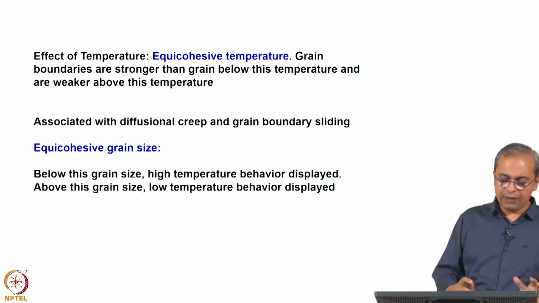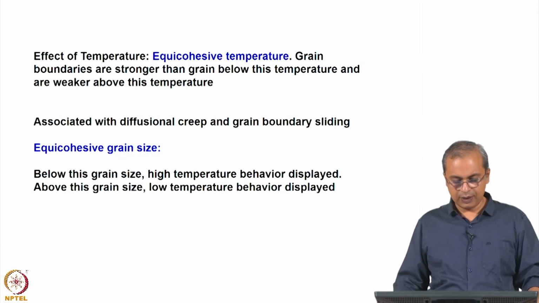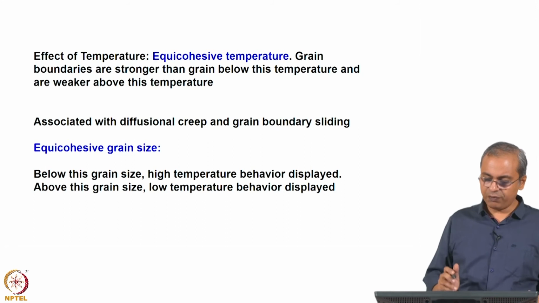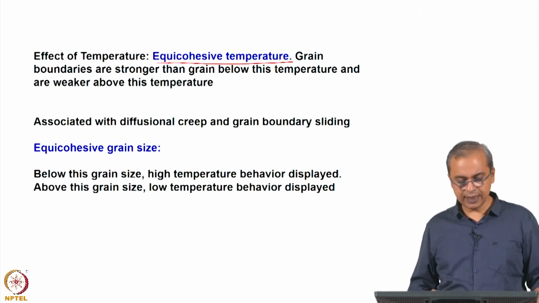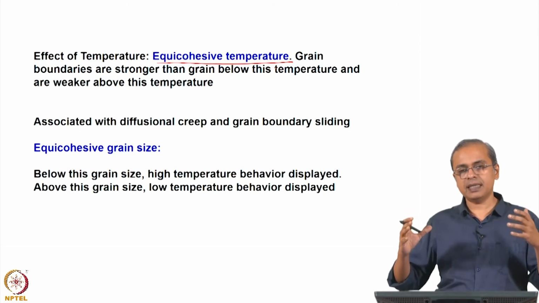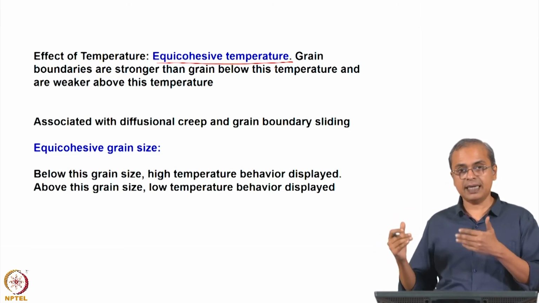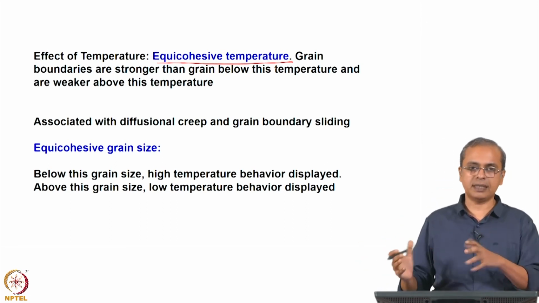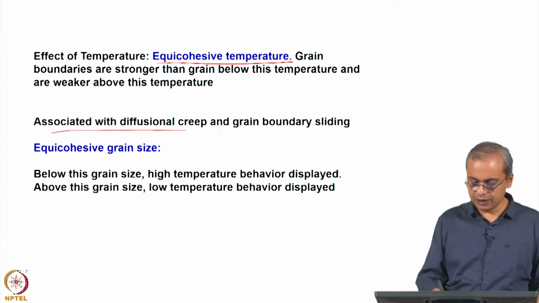So, if you bring these ideas together in some comprehensive manner, we see here that the effect of temperature is captured by the equicohesive temperature. We already saw that. So, if you raise the temperature, there is a temperature above which the grain boundaries are weaker than the grain, and below this equicohesive temperature the grain boundaries are stronger than the grain. So, that is an idea that we saw, and it is associated with diffusional creep and grain boundary sliding.